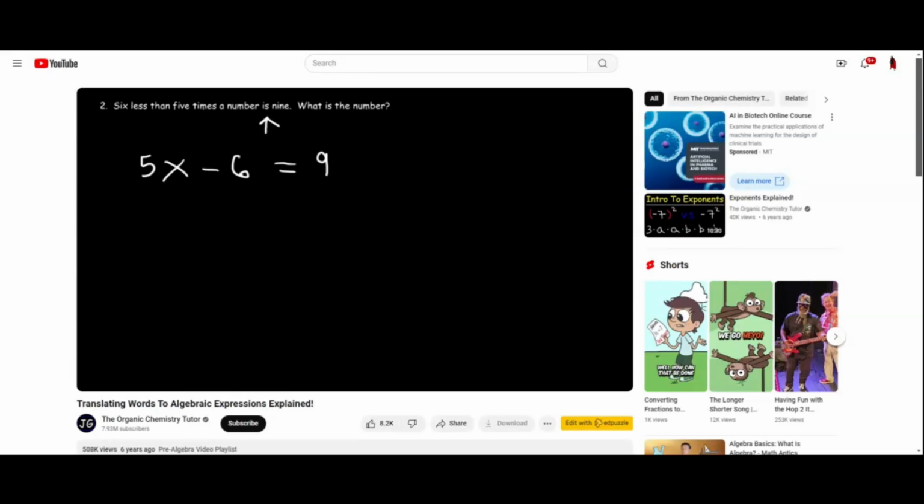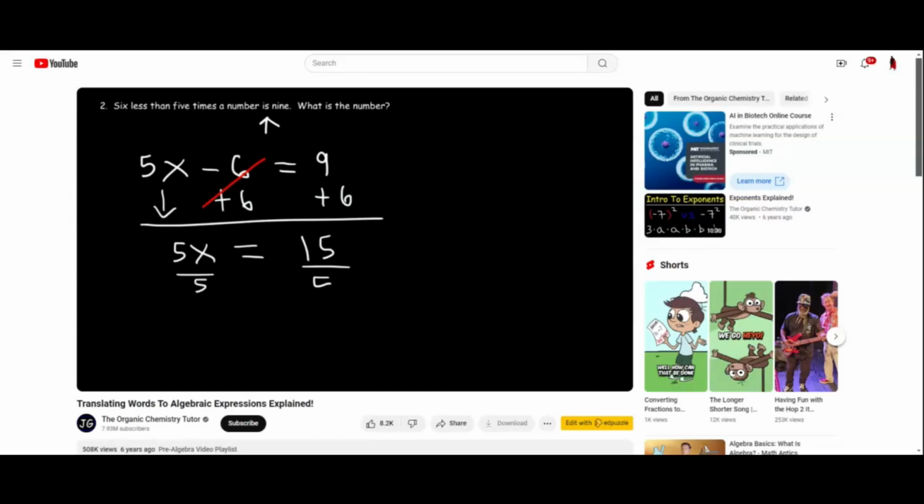Now all we need to do is solve the equation. Let's begin by adding 6 to both sides. 9 plus 6 is 15. And so what we have now is 5x is equal to 15. Now let's divide by 5. 15 divided by 5 is 3. And that is the value of the missing number. x is equal to 3.